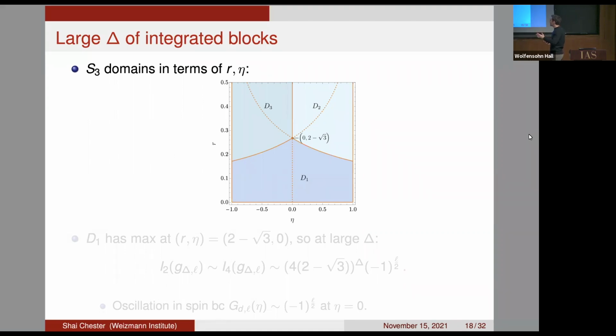So previously, I showed you Euclidean space as written in terms of z and z bar, and I described how there are 3 fundamental domains under the crossing symmetry. Now let's look at Euclidean space in terms of the R and eta variables. Again, we have the regions D1, D2, and D3. And notice that the maximum in terms of R of the region D1 occurs when eta is 0 and R is 2 minus root 3.